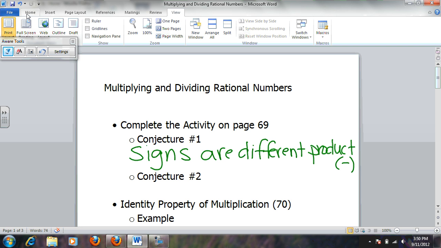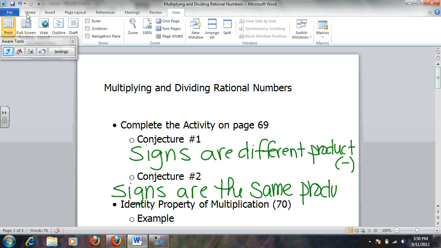Conjecture number 2. From the patterns, what seems to be the sign of the product of two negative numbers? The same thing that happened with two positive numbers. When the signs are the same, the product is going to be, the answer is going to be positive. Those are the two conjectures that you can make from the activity on page 69.